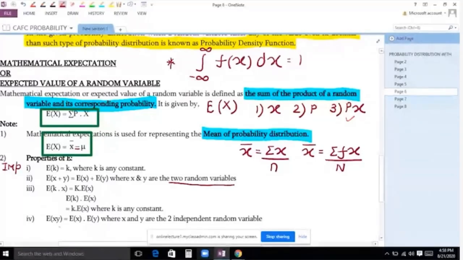Next, property number 4 में पहले आओ. If X and Y are the two independent random variables, so E of X into Y will be E of X into E of Y. याद रखना, the term is independent, and when I'm using the word independent, what it means, the occurring or non-occurring of one variable, if it does not affect the occurring or non-occurring of the other variable, it is being called independent. ये दो वेरिएबल्स इंडिपेंडेंट होना बहुत जरूरी है.